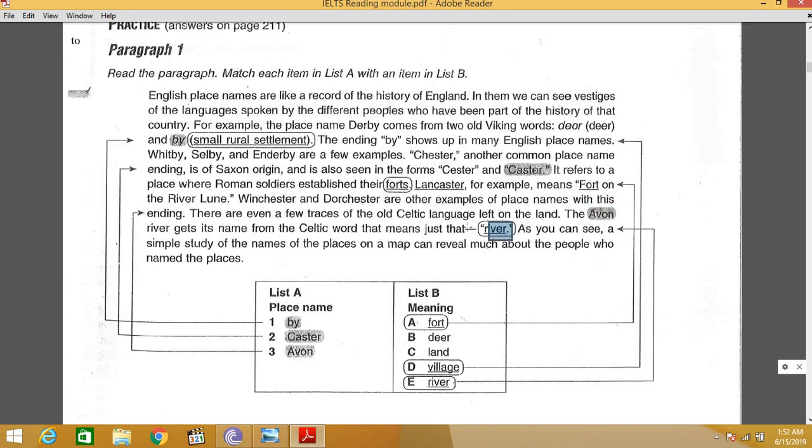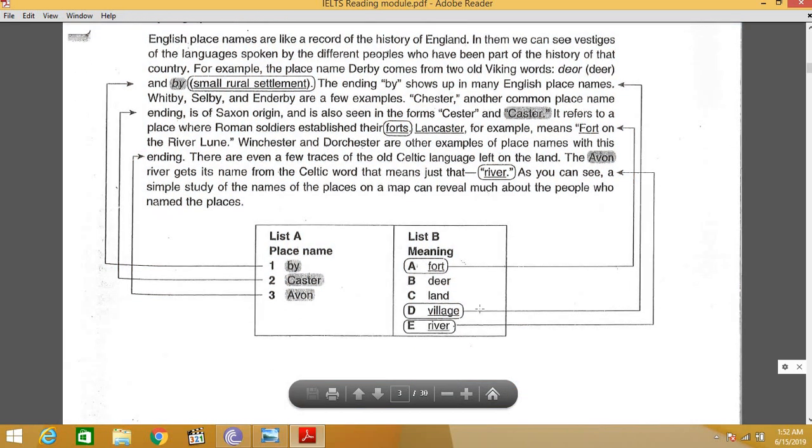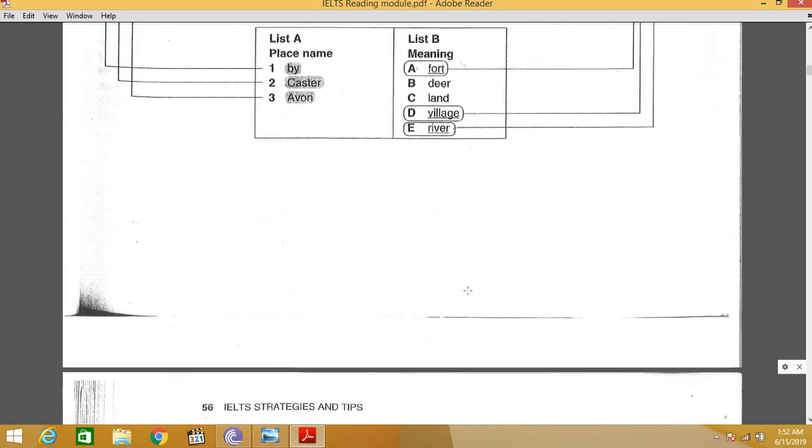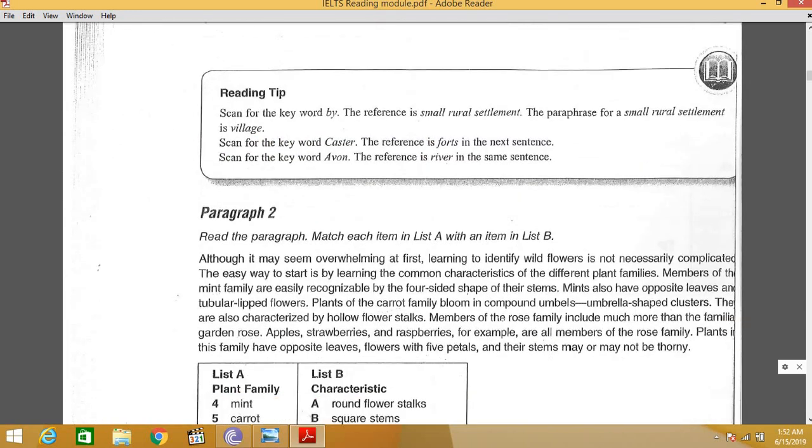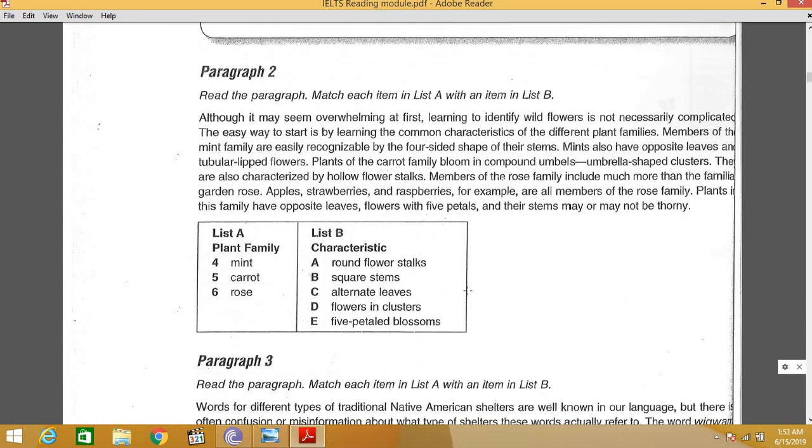Find that word, and this is very important. This symbol, this is very important. This stroke conveys the extra information of the previous sentence, river. So river, Avon means river, so we find the answer for that, river, right. So let's find another question related to this matching.